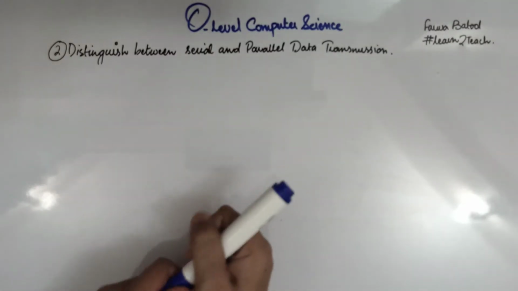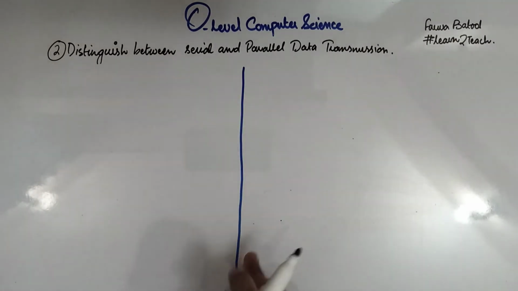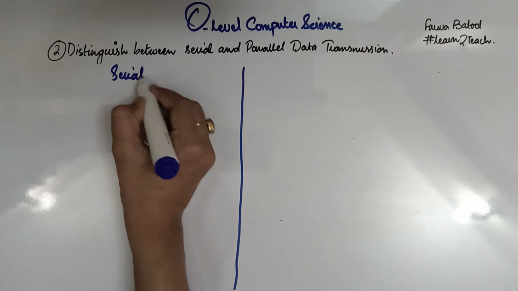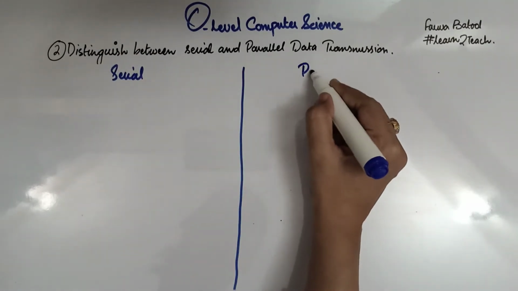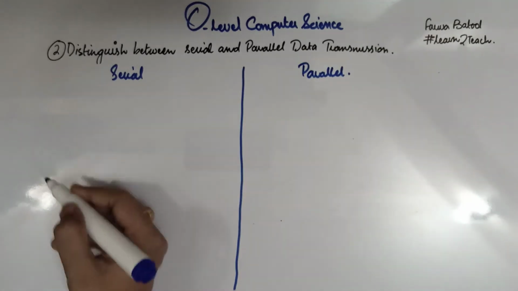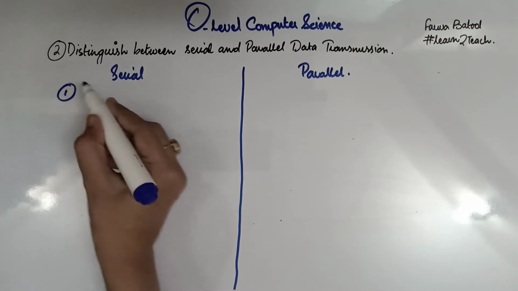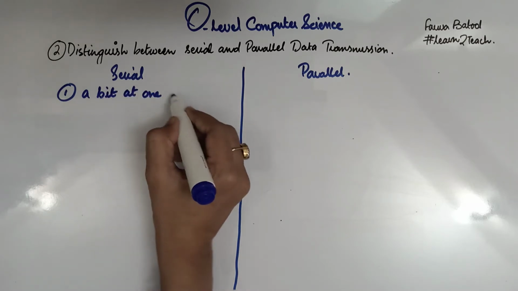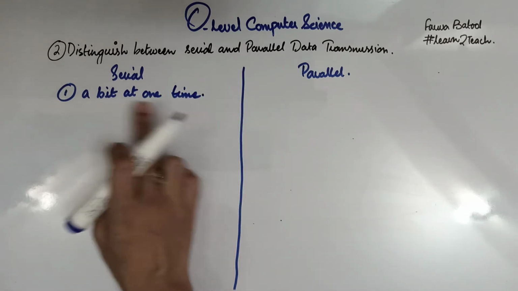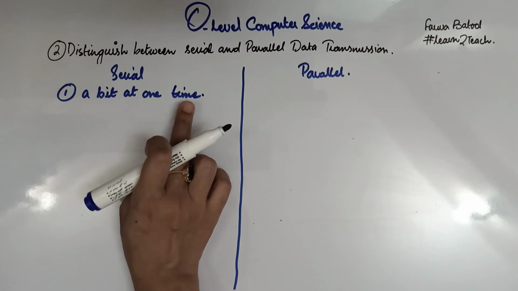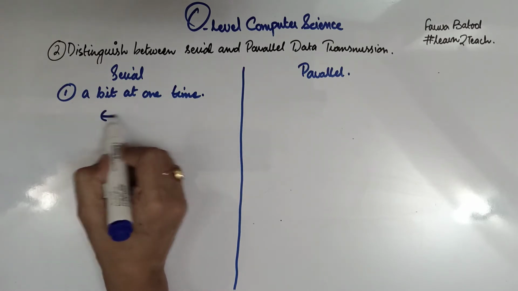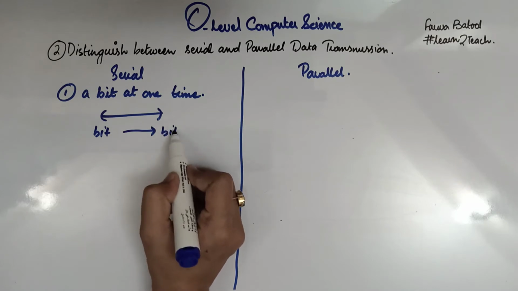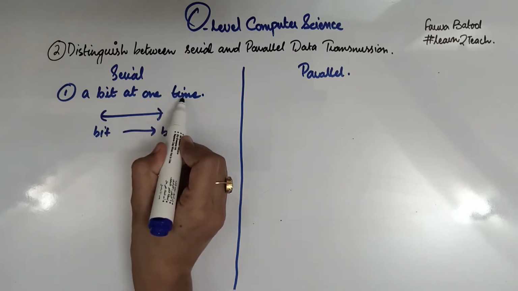So we are going to make a column for that. Let's suppose we are just drawing a line in between. Here I am going to tell you about serial, and in contrast to it I am going to tell you parallel over here. In a serial data transmission, the most important thing is that you are transmitting one bit at a time. It means you are going to transmit a bit at one time only, right? And after that bit is transmitted, the next bit is going to be transmitted. So you are going to transmit the data bit by bit.